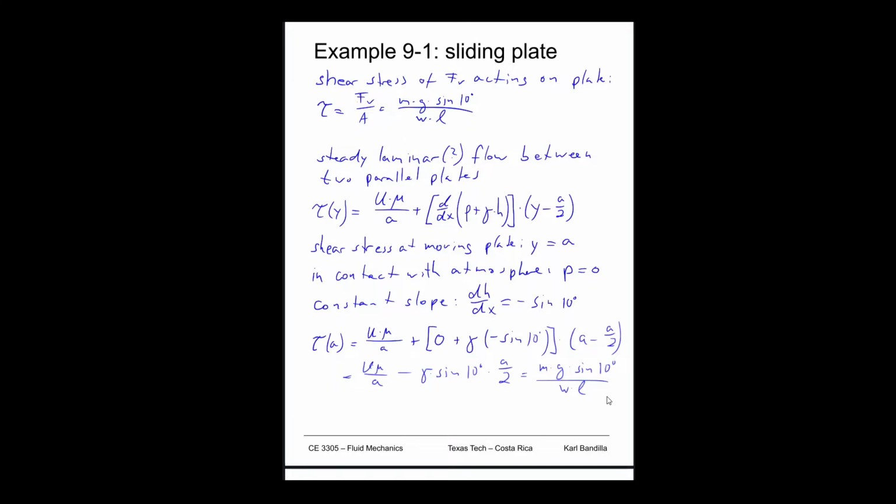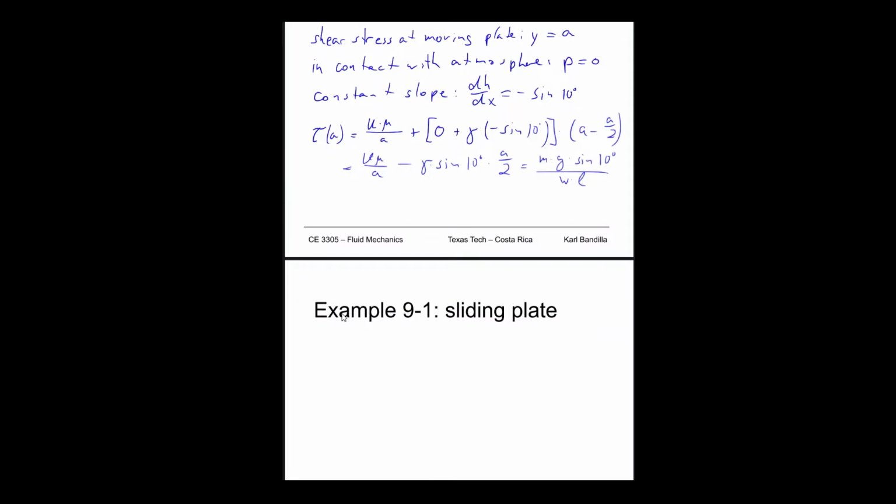All right, so then let's scroll down. Now we can start solving for stuff, right? What we're looking for in the end is A, right? So let's try and get an equation in terms of A. We can multiply everything by A. So we have U times mu minus gamma times sine 10 degrees divided by 2. If we multiply by a, we get a squared. And on the other side, we get mg sine 10 degrees divided by w times l times a.